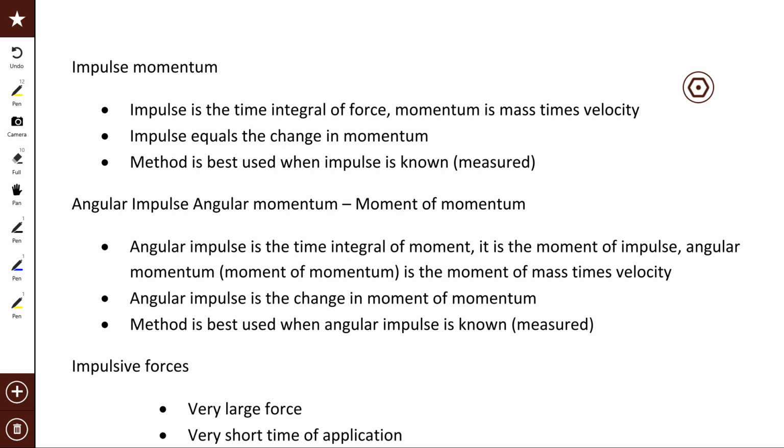The formula is impulse will equal the change in momentum, and in fact, this is the way Newton. My understanding, I haven't read his original papers, but what I was taught is that's what Newton initially said, is that it's the impulse that equals the change in momentum, not F equals ma. Okay, but whatever, right? The method is best used when the impulse is known. Okay, so I'll show you what I mean by that.